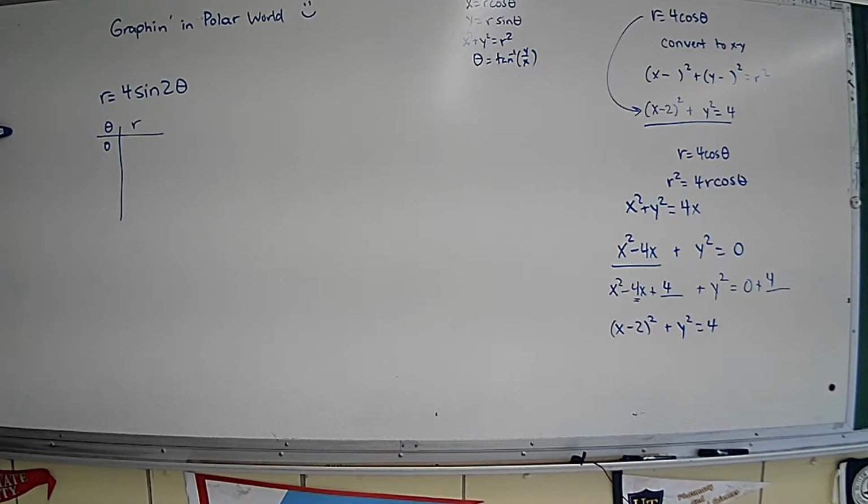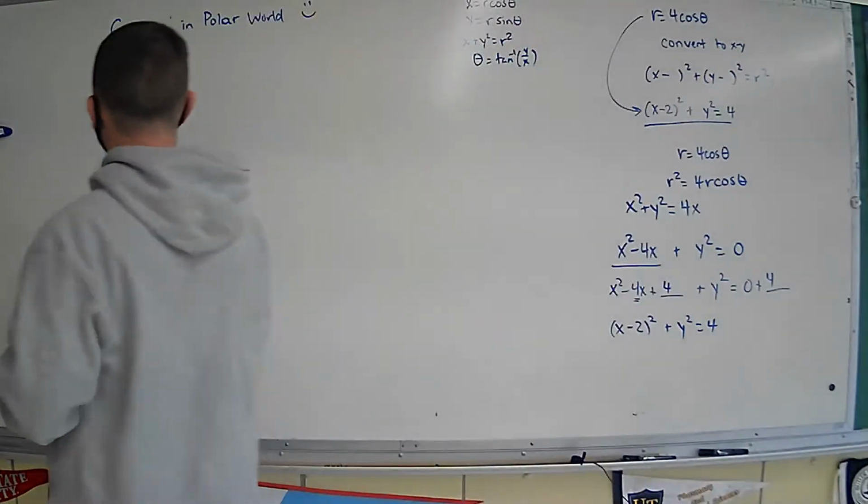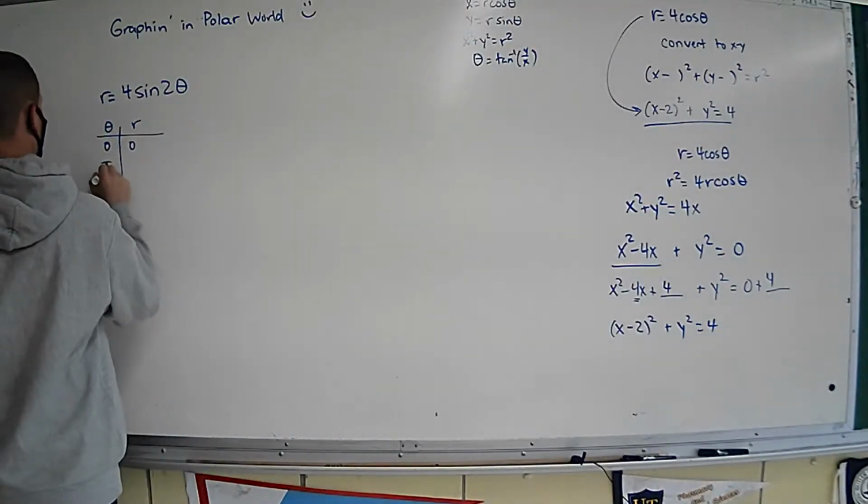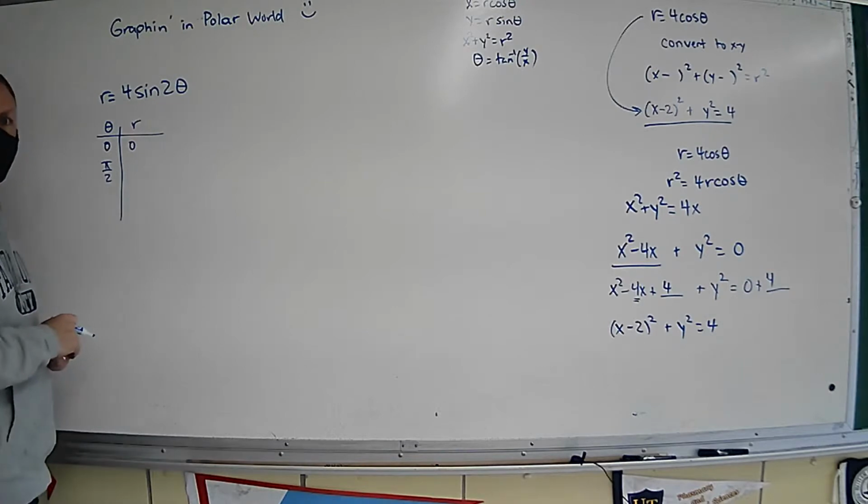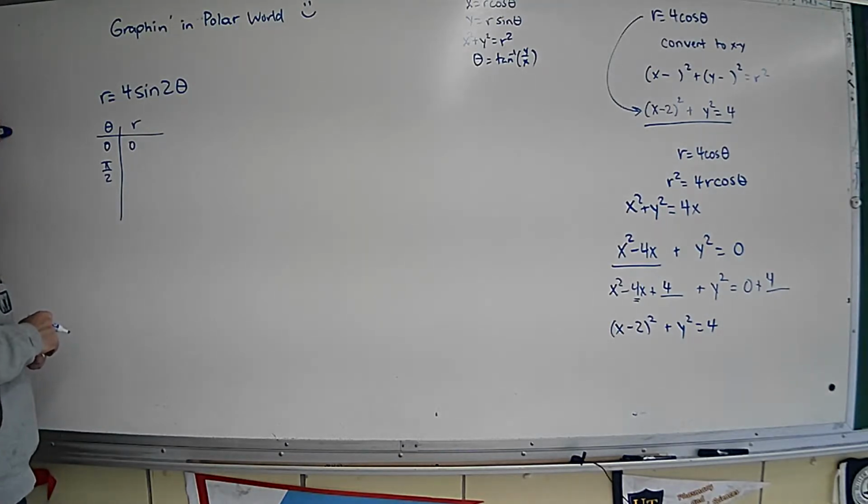The first thing I noticed about this one compared to the last one is it's in all 4 quadrants. All right, so when theta equals 0, what's r? 0? We already said that. When theta equals pi over 2, what's r? It's also 0. 4 sine of pi would be 0.